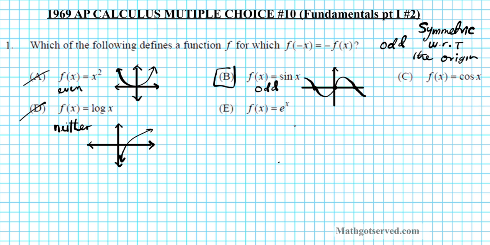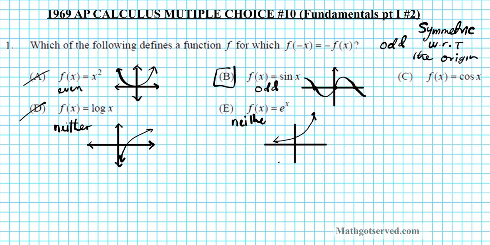How about your exponential function? What does that look like? The exponential function is the inverse of your logarithmic function. Okay, your vertical asymptote here becomes your horizontal asymptote here. It looks something like this, right? Okay, your exponential function is not symmetric, so it's neither odd nor even.